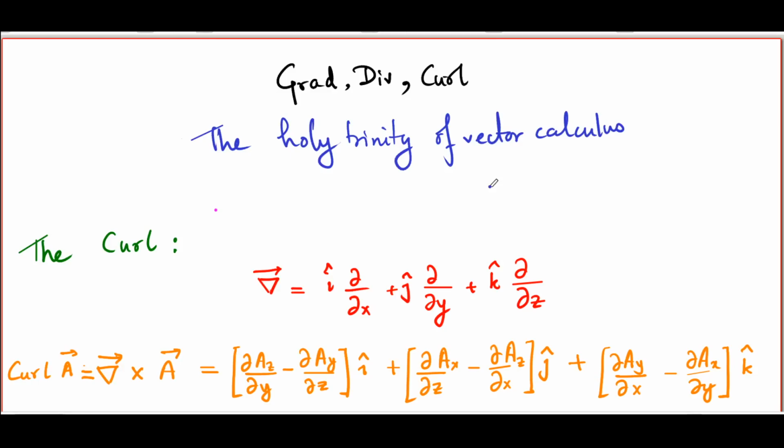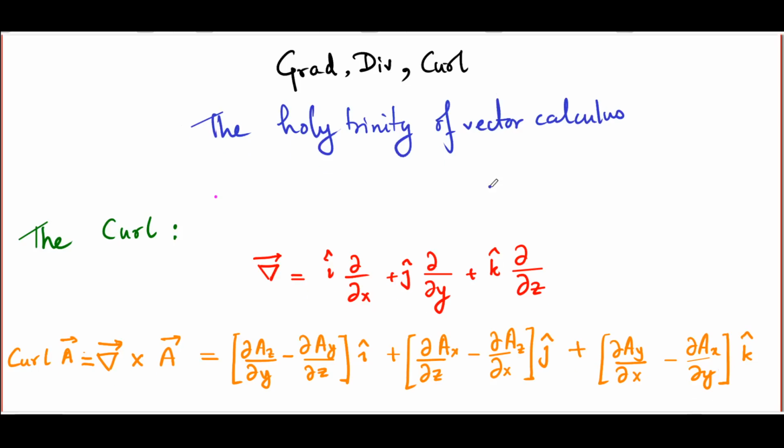Let me remind you that the second member of our Holy Trinity, the divergence, was defined as the limiting value of flux through a surface divided by the volume enclosed by the surface. So basically, divergence was a density of flux, so to speak. Curl actually plays a similar role. It is a density of something called circulation. So, in order to understand the curl, we will first have to understand what circulation is.